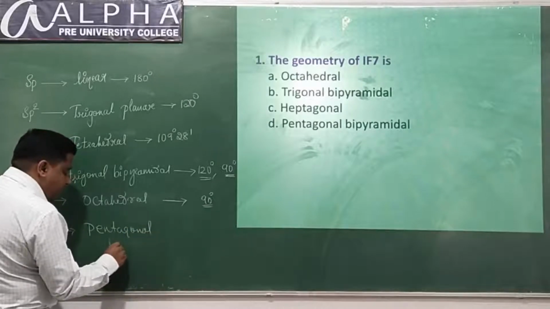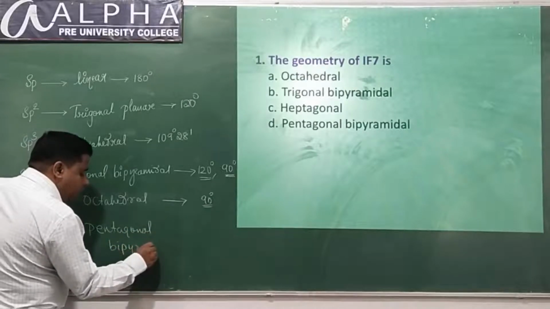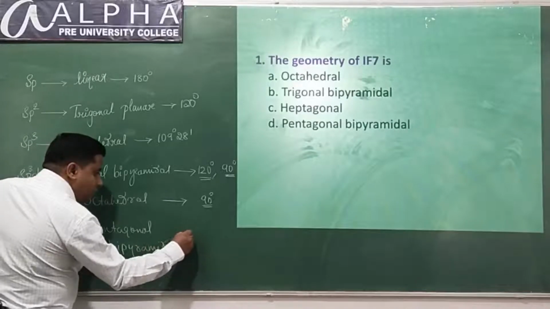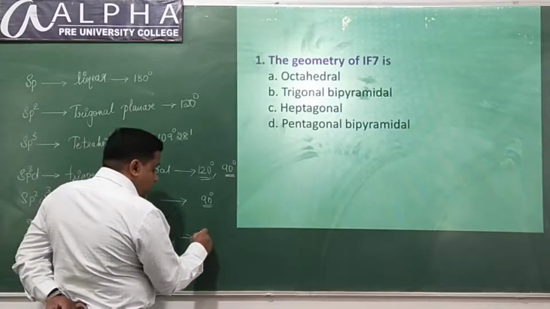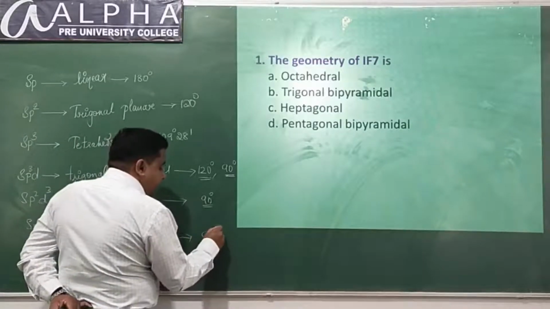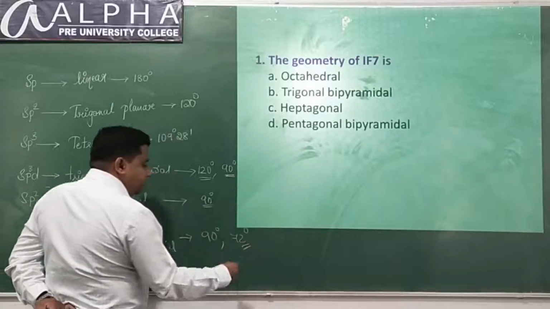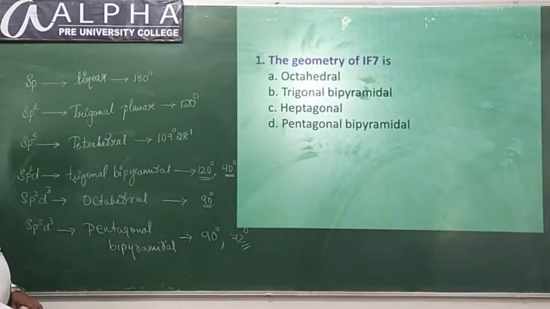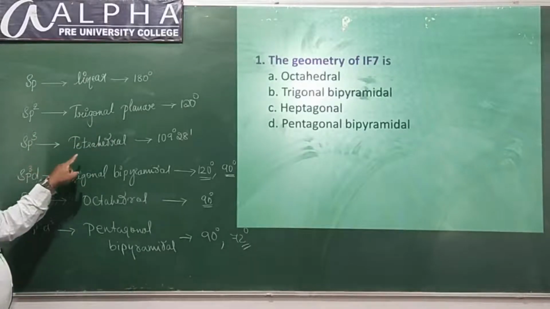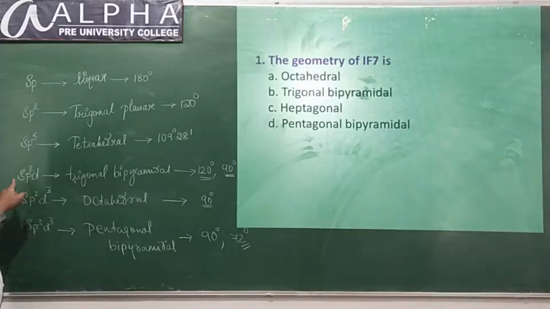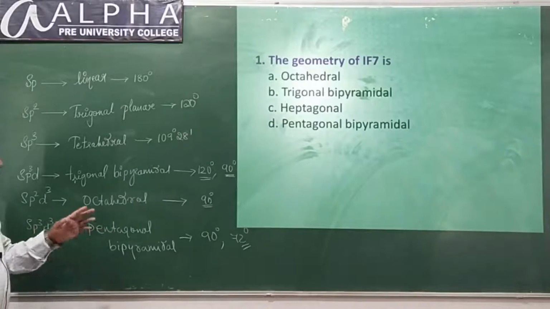Whereas sp3d3 is pentagonal bipyramidal. Here the bond angle is going to be, out of 7 bonds, look here, 2 bond angles are going to be 90 degree and the remaining 5 bond angles are going to be 72 degree. sp hybridization linear, sp2 hybridization trigonal planar, sp3 hybridization tetrahedral, sp3d hybridization trigonal bipyramidal, sp3d2 hybridization octahedral, and it's going to be 90 degree, and sp3d3 hybridization pentagonal bipyramidal.